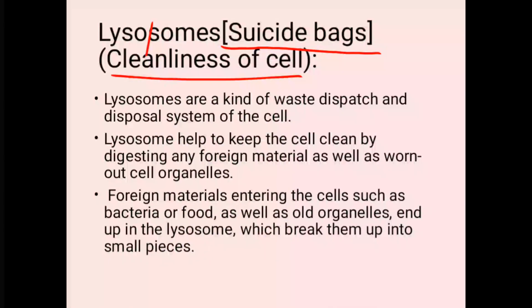So it is also a kind of waste dispatch and disposal system of the cell. Why? Because, as I said, if in any case you get any injury or damage to your cell, inside the cell we have lysosomes. They will get a signal. With the help of that signal, the lysosomes will produce digestive enzymes. Those enzymes will destroy your cell. So you are killing your own cell. That's why it is called suicide.